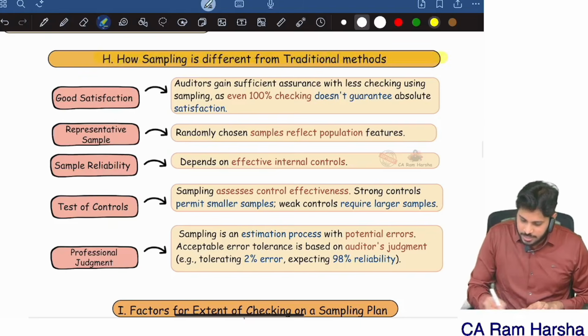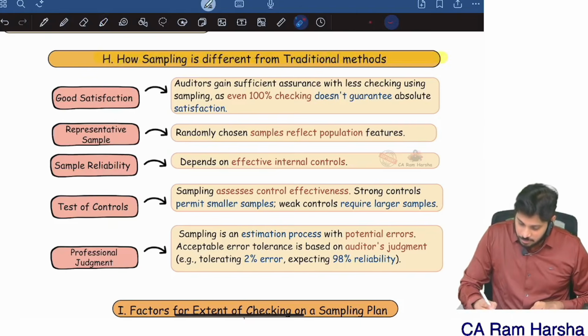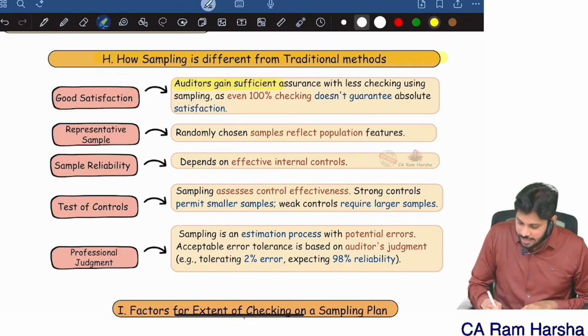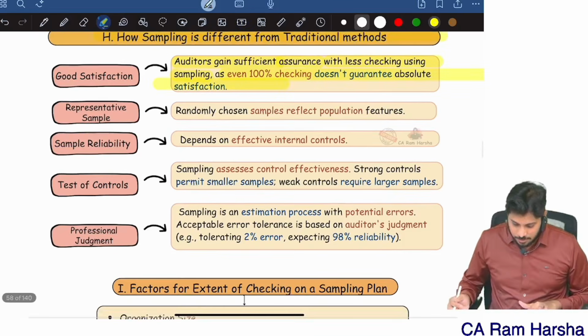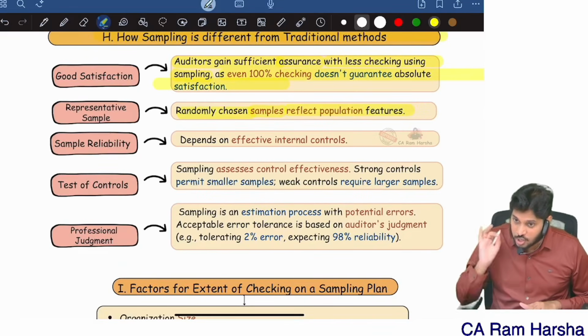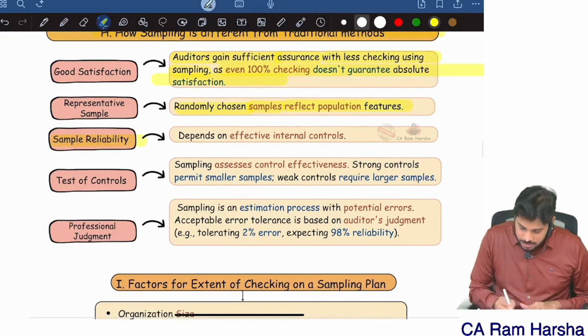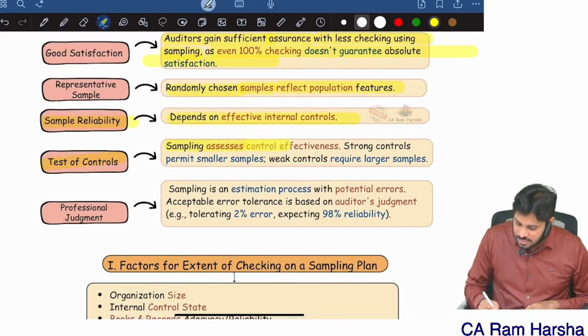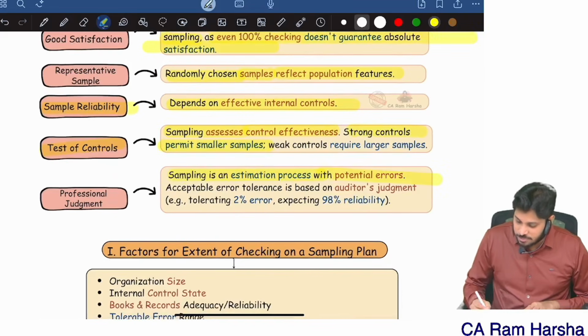Now, how is sampling different from traditional methods? From traditional methods, auditor will get a better satisfaction. Auditors can gain sufficient assurance with less checking using sampling, as even 100% checking cannot give you absolute satisfaction. Randomly chosen samples reflect all the population features. Sample reliability depends on effectiveness of control. Test of control, sampling assess control effectiveness. Strong controls permit smaller samples. Sampling is an estimation process with obviously some errors. Yes or no? Acceptable error tolerance is based on auditor's judgment.